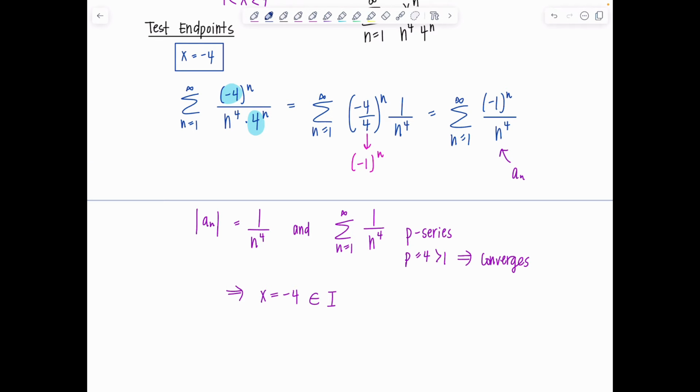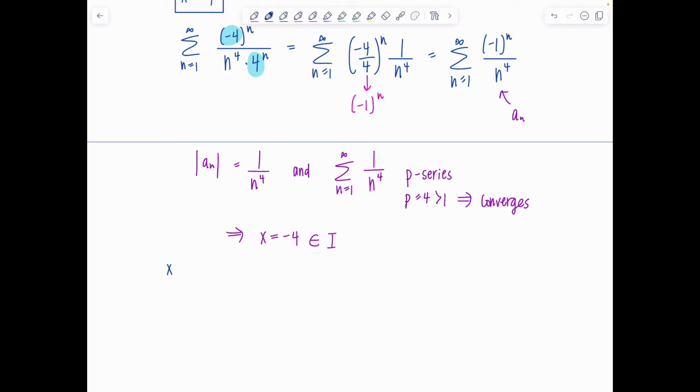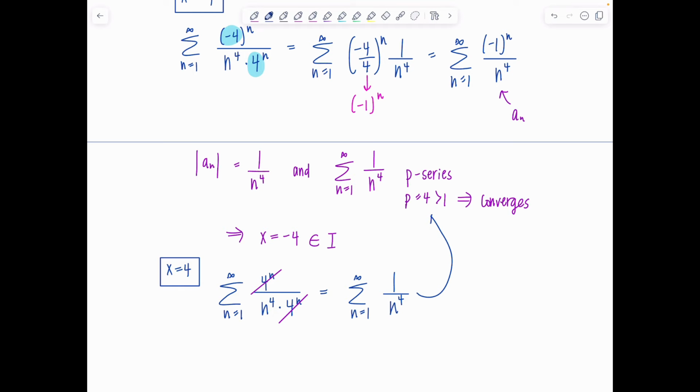And then we have the other endpoint, +4 to test. And again, this one's going to be pretty straightforward. We have the sum, n equals 1 to infinity, 4 to the n over n to the 4th times 4 to the n. This one's even better. Look, these cancel. And then all I'm left with is the sum, n equals 1 to infinity of 1 over n to the 4th. Well, I just said up above, it's a p-series and converges. I don't need to rewrite that.